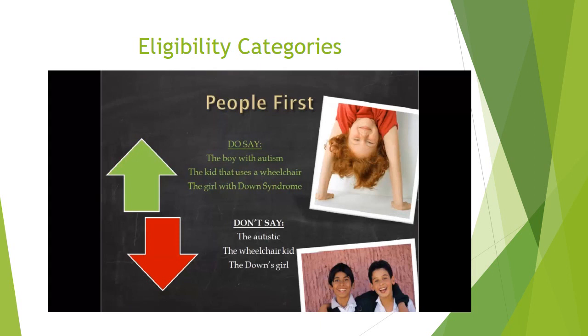When talking about students with disabilities, use people-first language. This means putting the person first and the disability second. We wouldn't say the Down syndrome kid. We would say the kid with Down syndrome.